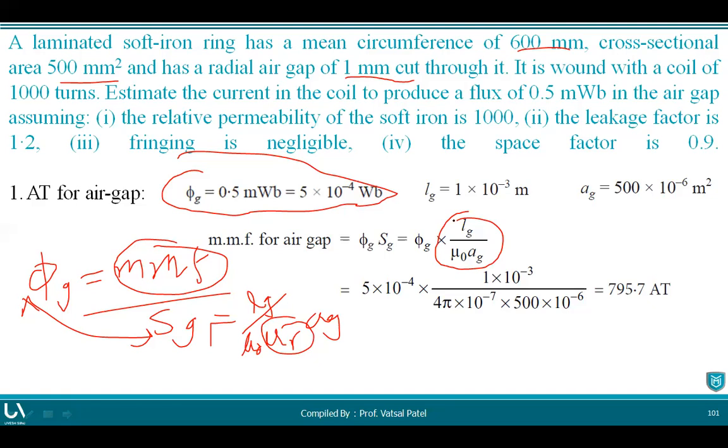After putting in the values, phi g is 5 into 10 raised to minus 4, into the length of the air gap, 1 into 10 raised to minus 3, divided by mu 0, which is 4 pi into 10 raised to minus 7, with mu r equal to 1, and a cross-sectional area of 500 into 10 raised to minus 6. After this you get the value of 795.7 ampere turns. Now, for the ampere turns or mmf of the soft iron material, should we use the same equation here?